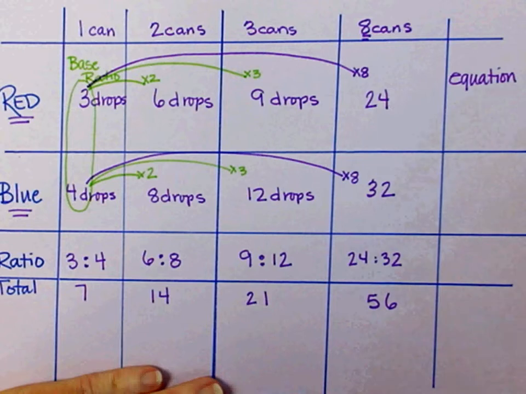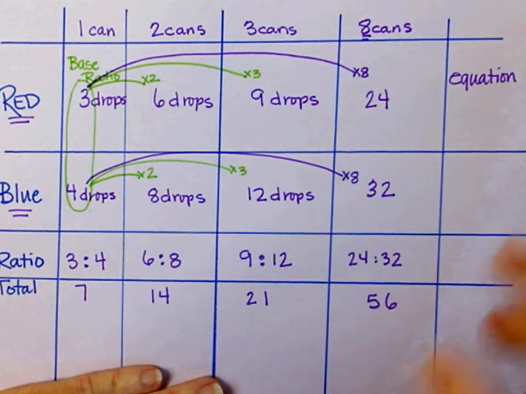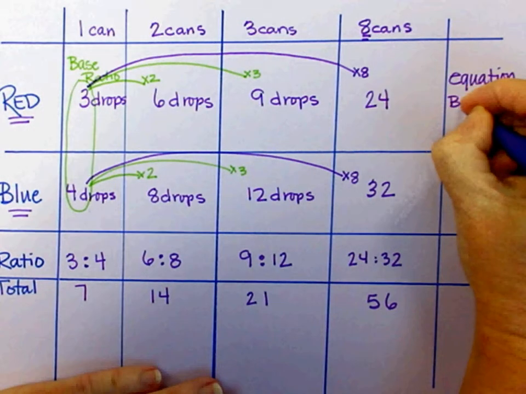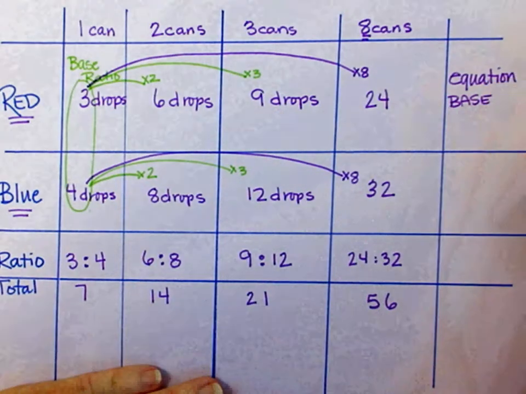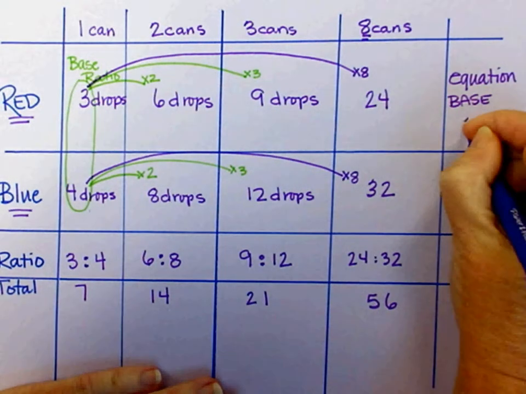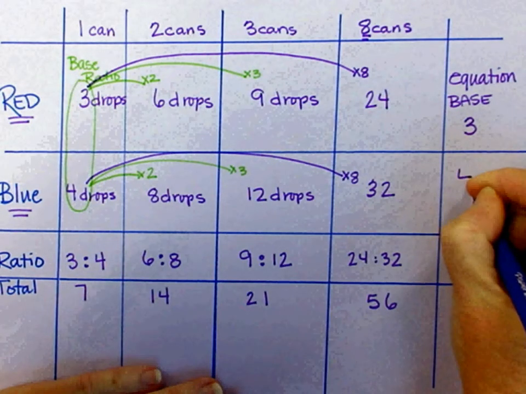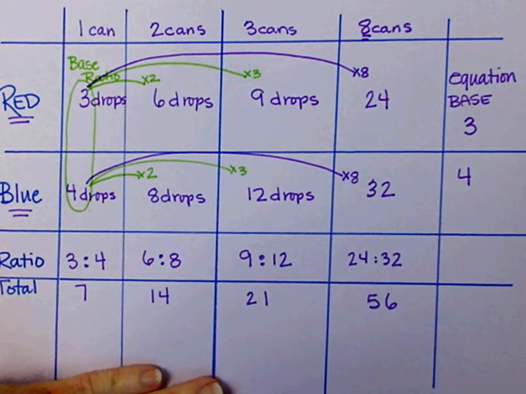So now, let's talk about a formula or an equation that would work to get the same ratio, whether I'm buying 8 cans of paint or 250 cans of paint. What would the formula be for each and every can? My formula comes from my base, and my base is going to be 3 drops of red and 4 drops of blue per can.